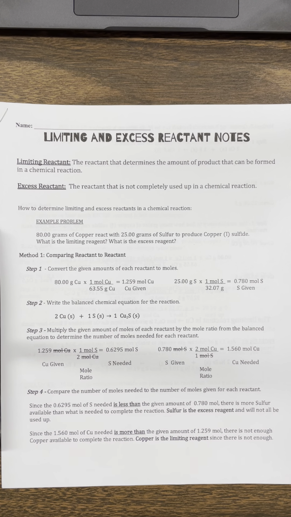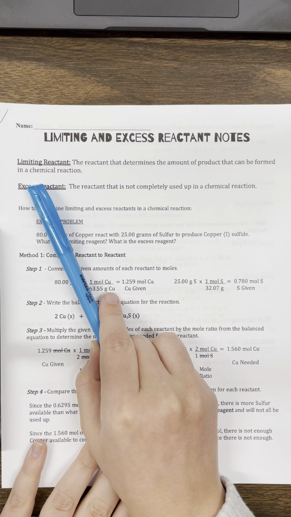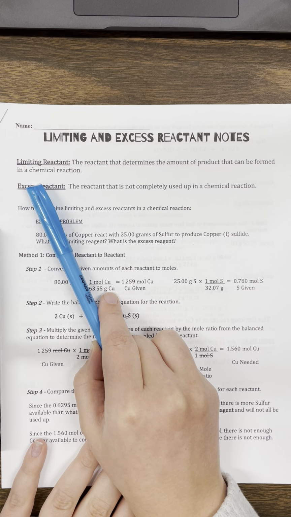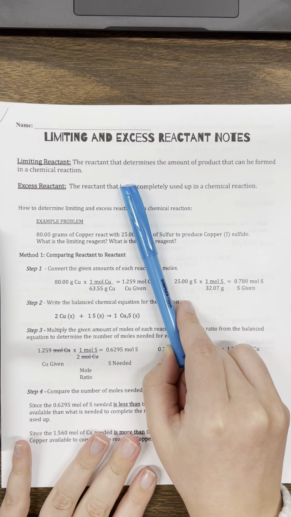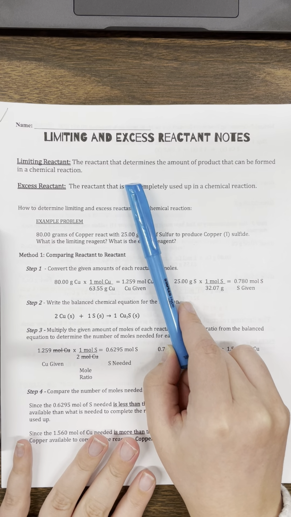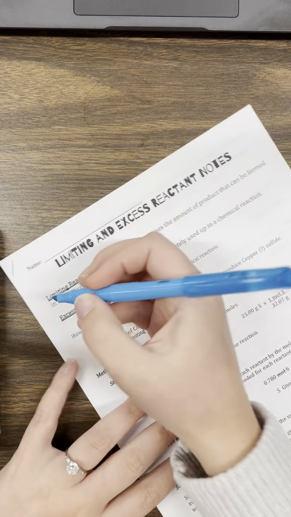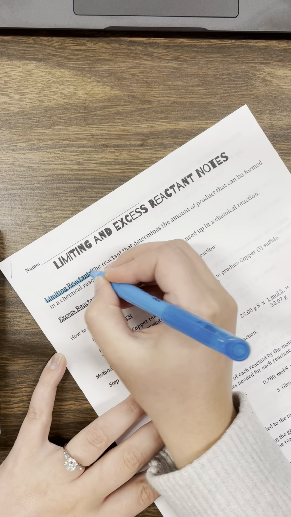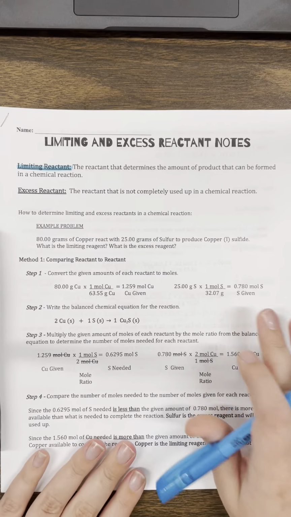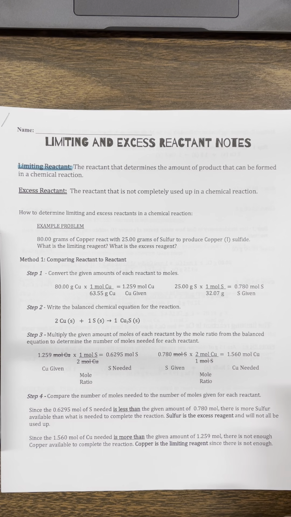Before we get into solving these mathematical problems, you do need to know a few definitions first. So the first one you need to know is limiting reactant. This is the reactant that determines the amount of product that can be formed in a chemical reaction. In other words, it limits the amount of product that you are able to form. So that is limiting reactant.